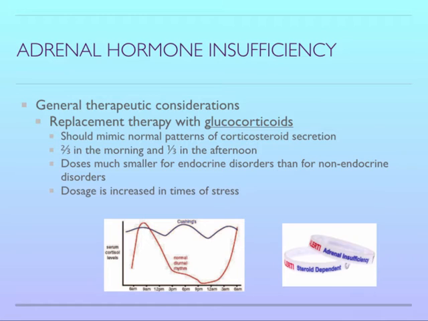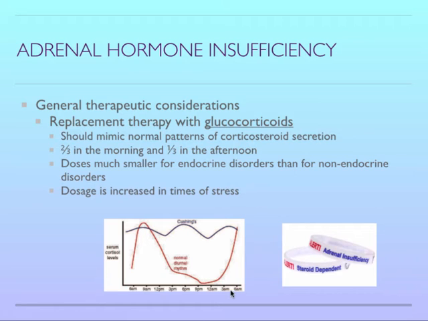So usually what they recommend is taking 2/3 of the dose in the morning and 1/3 in the afternoon. However, some practitioners will provide the dosing just for the morning, to follow that normal activity. The important thing to understand is that anytime a patient is in times of stress, if they were having surgery or if they were ill, these dosages have to be adjusted, because obviously your normal cortisol levels will be rising in times of stress or surgery. We have to simulate that with the hormones that we are replacing.